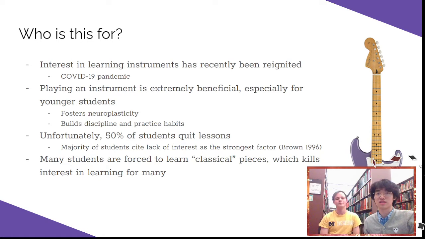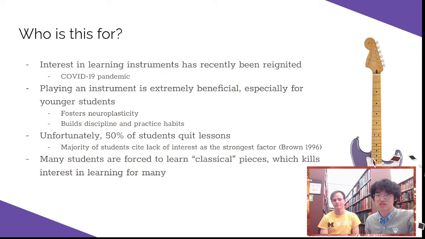And we think the value of this product in the marketplace is pretty high right now. Interest in learning instruments has been reignited with the pandemic. Everyone's suddenly been spending a lot more time at home, and so a lot of people are like, "Hey, I'm gonna pick up that instrument that I dropped when I was in third grade." And so the interest has been reignited, and people are going to be interested in this kind of thing.